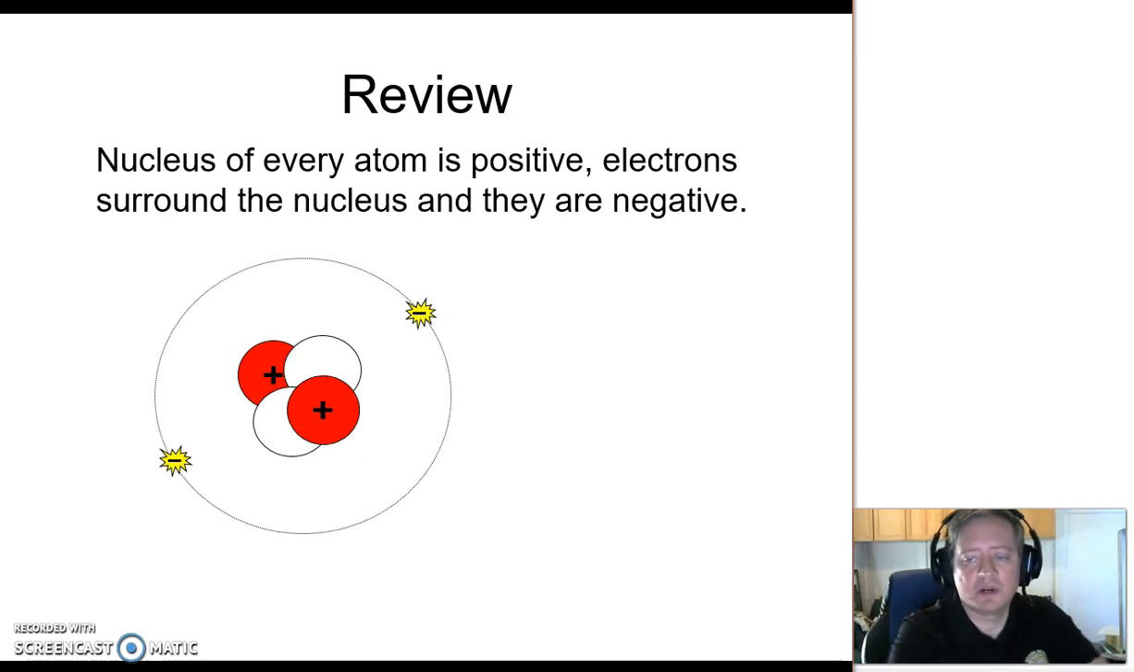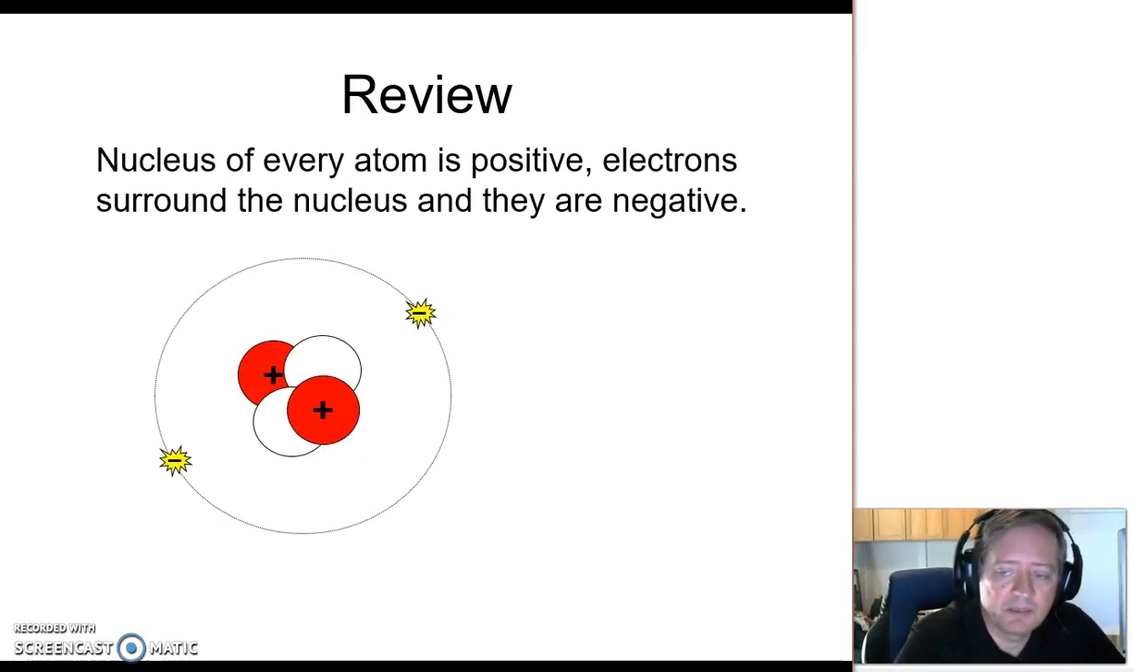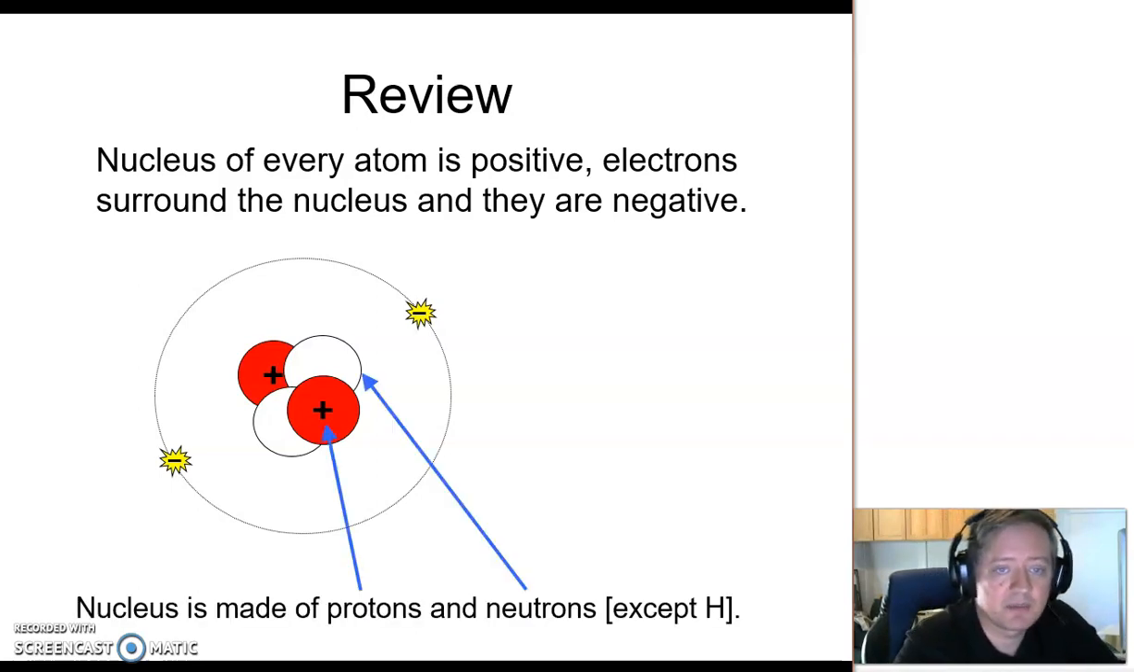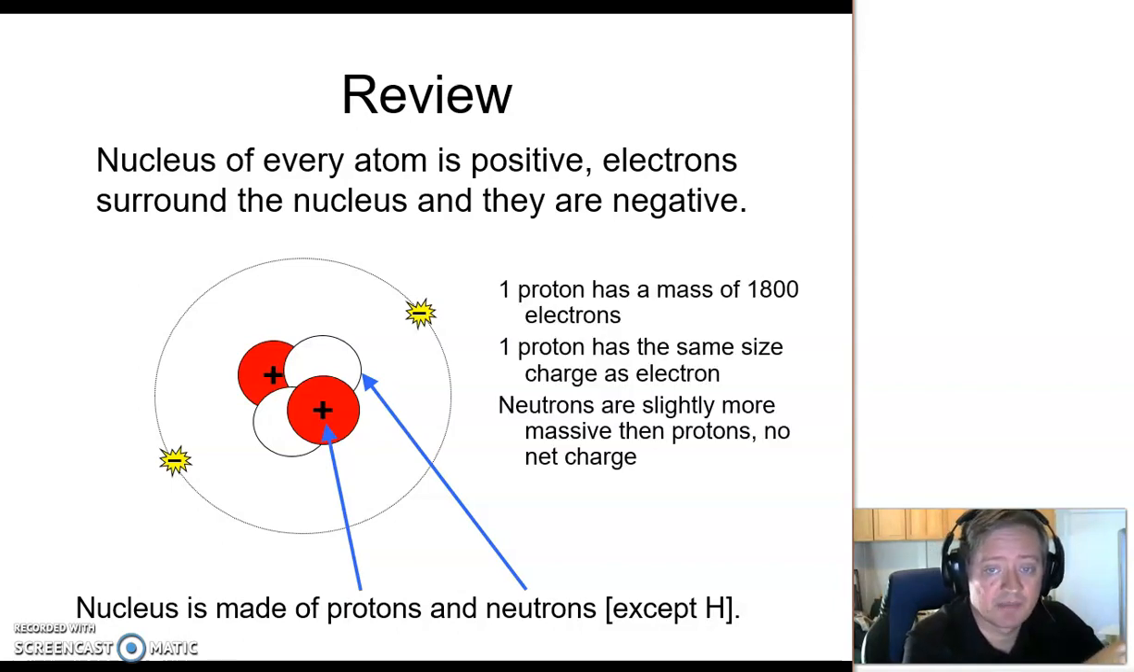So I want to review a little bit. We talked a little about electrostatics, but I also want to go over some of the basics. If you look at the fundamental parts of an atom, the nucleus is where the protons and neutrons are, with the exception of hydrogen, where a hydrogen atom has just a proton and just an electron. Now, protons have mass, and electrons actually have mass too, but it's incredibly small. Protons also have an incredibly small mass, about 1.6 times 10 to the negative 27th kilograms. But it would take about 1,800 electrons to equal the mass of one proton.